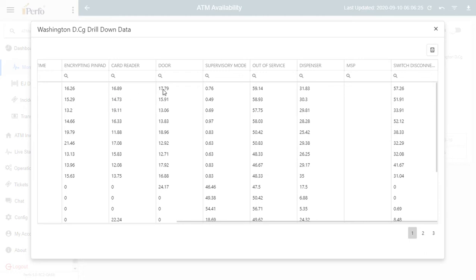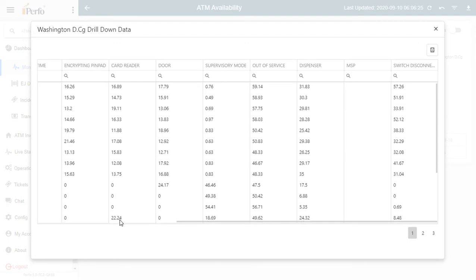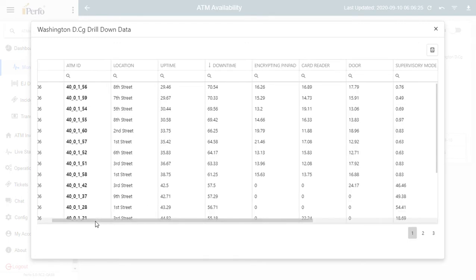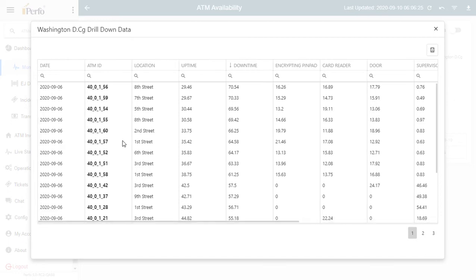Likewise, card reader faults, then the door is open for a substantially long time, and somebody is operating in the supervisor mode for quite a long time, not letting it go in service. Then there is out of service, then dispenser faults, which could contribute to downtime, and the switch disconnections also, right? So there are multiple factors which might result in downtime contribution towards each machine on a per day basis. So the contributors in terms of percentages are shown here.